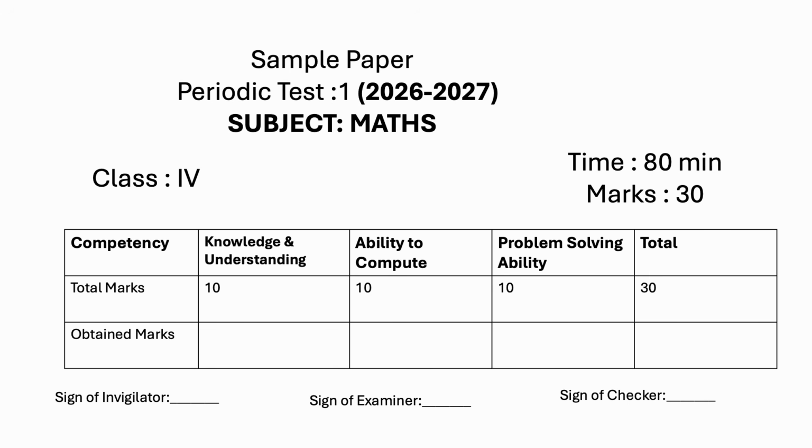Hi everyone, welcome back. Today we will discuss Class 4 Maths sample paper for periodic test 1. Time 80 minutes, marks 30. We have 3 sections: knowledge and understanding, total 10 marks; ability to compute, total 10 marks; problem solving ability 10 marks. So total 30 marks.